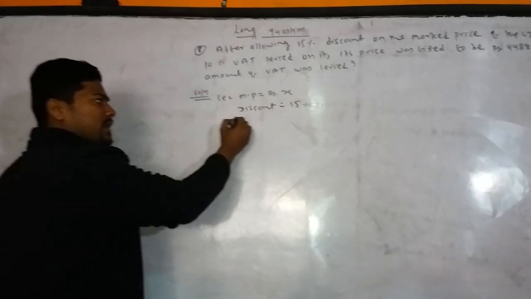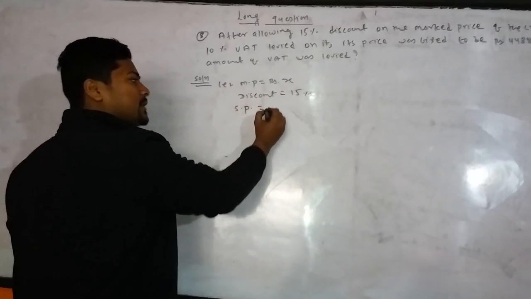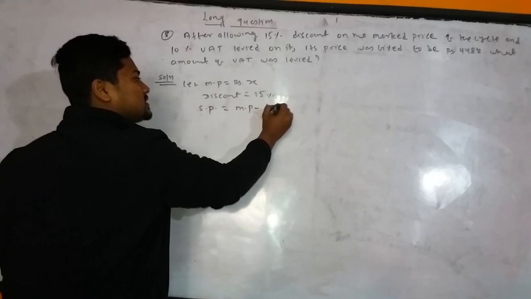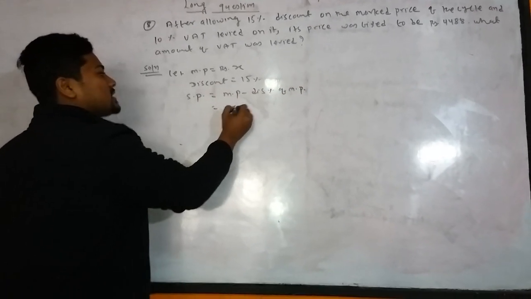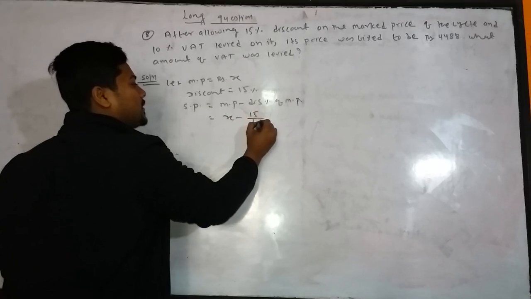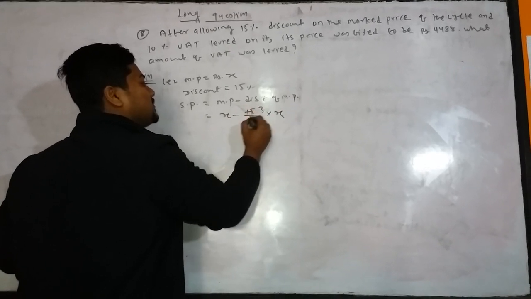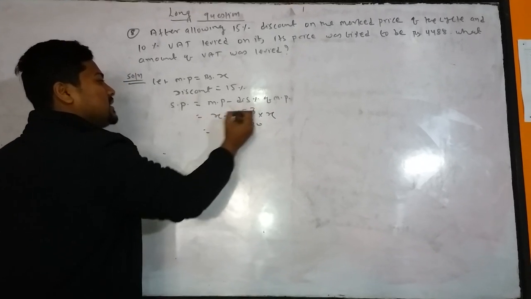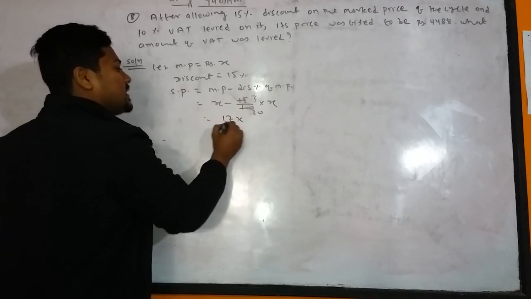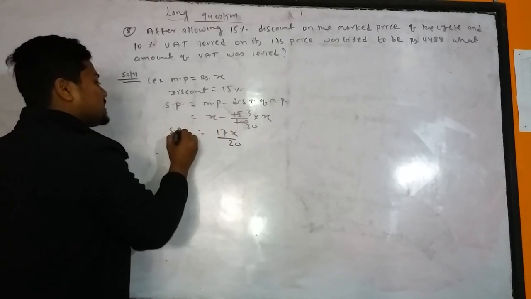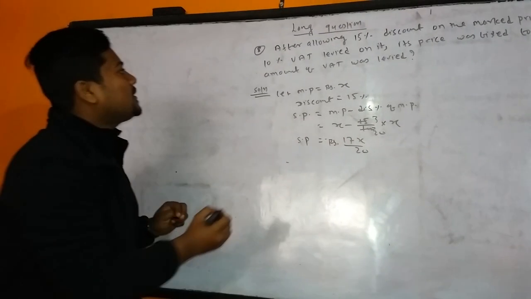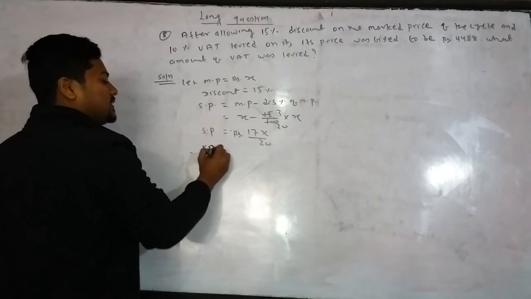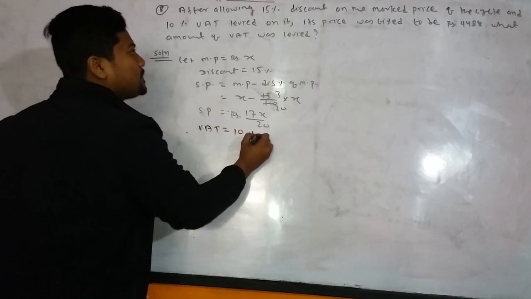What we can find from here? SP. So what is the SP formula? MP minus discount percentage of MP. So MP value is X minus discount percentage means 15 upon 100 into X. 5 3s are 15, 5 20s are 100. 20x minus 3x, what comes? 17x by 20. This is the SP is equal to rupees 17x by 20. Then what is given, VAT? VAT is what given? 10%.